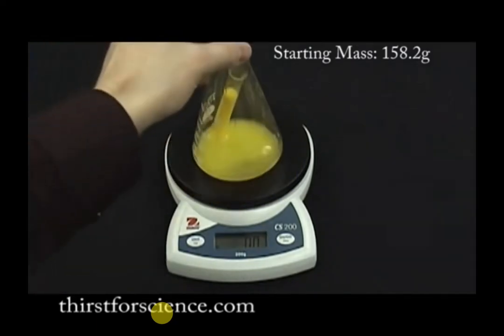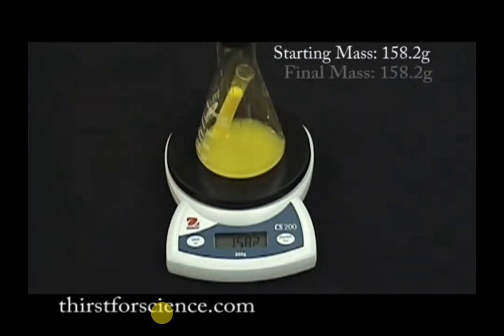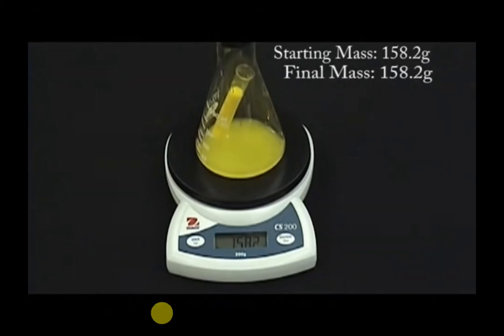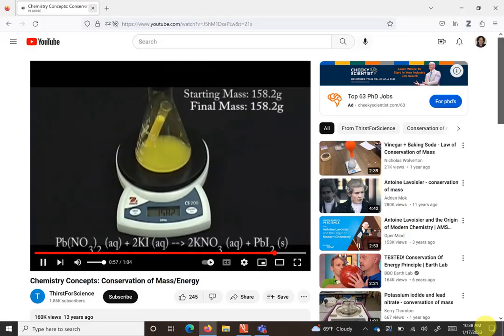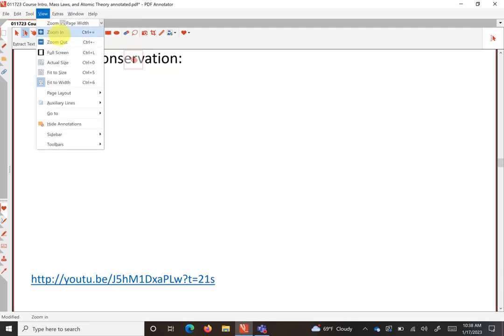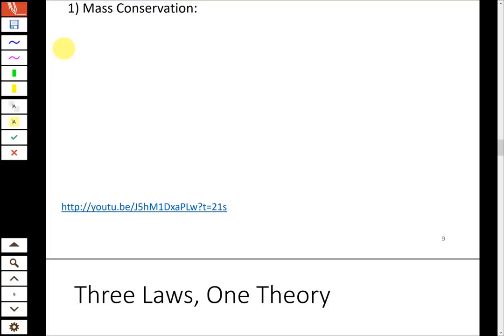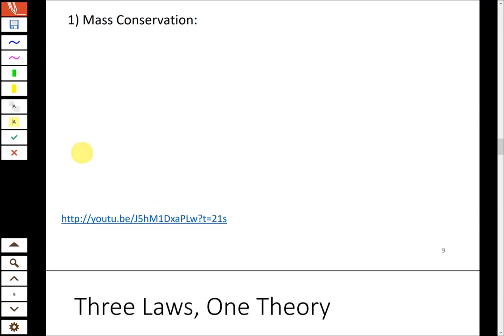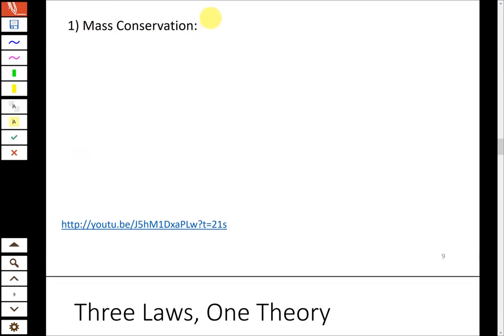So when he puts this back on the balance, it is still 158.2 grams. Even though there was an obvious chemical change, something clearly happened there, the mass was the same before and after that chemical reaction occurred. And so that's what we refer to as mass conservation, or the law of mass conservation. The person credited with this discovery is Antoine Lavoisier, who, as you might guess, is French.